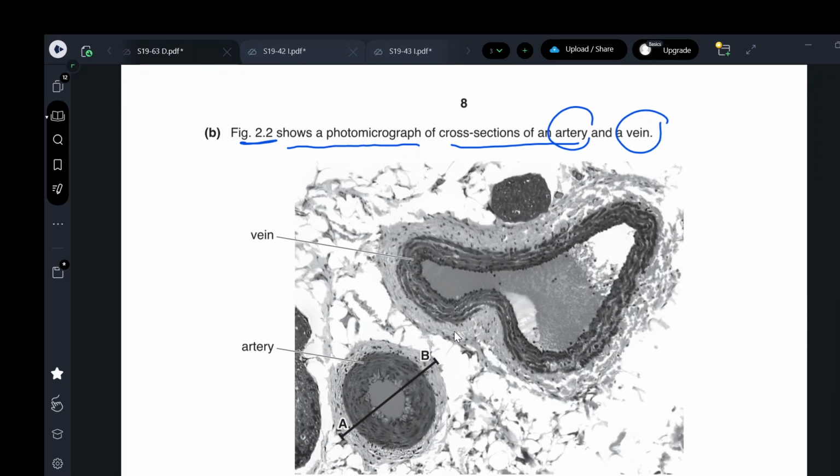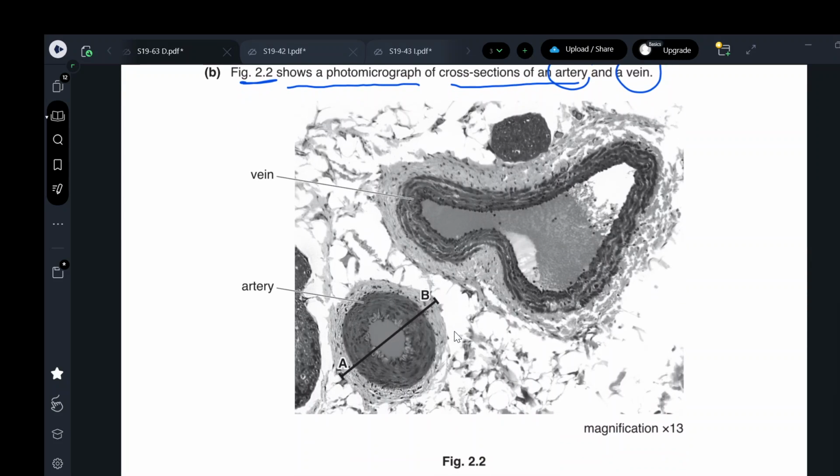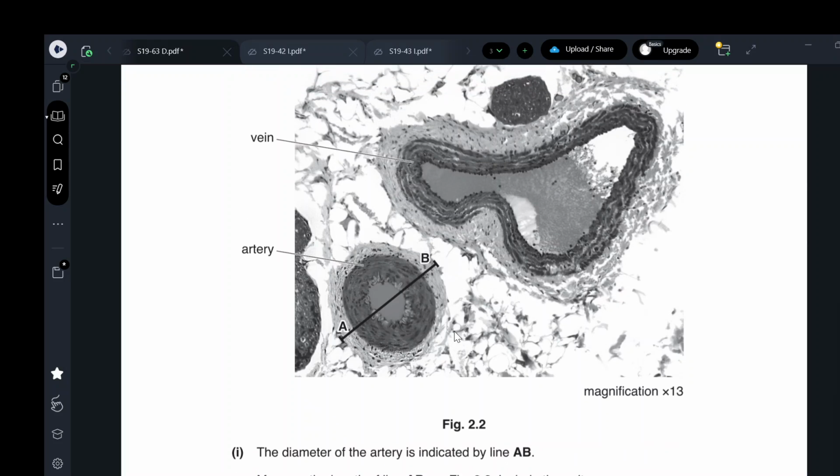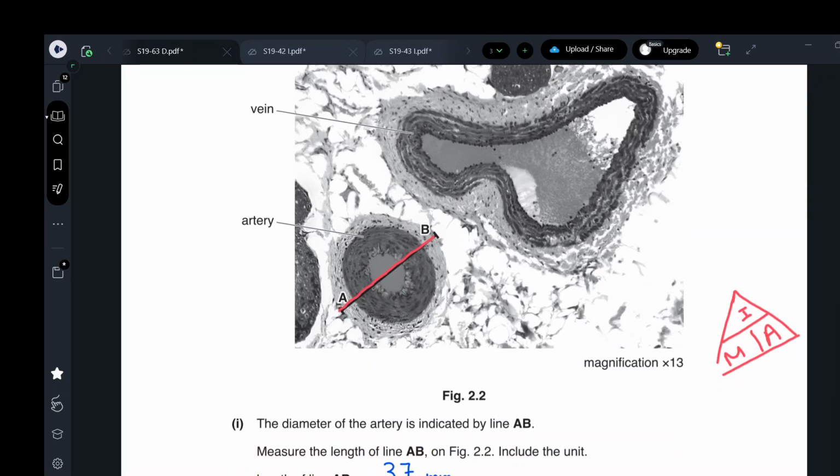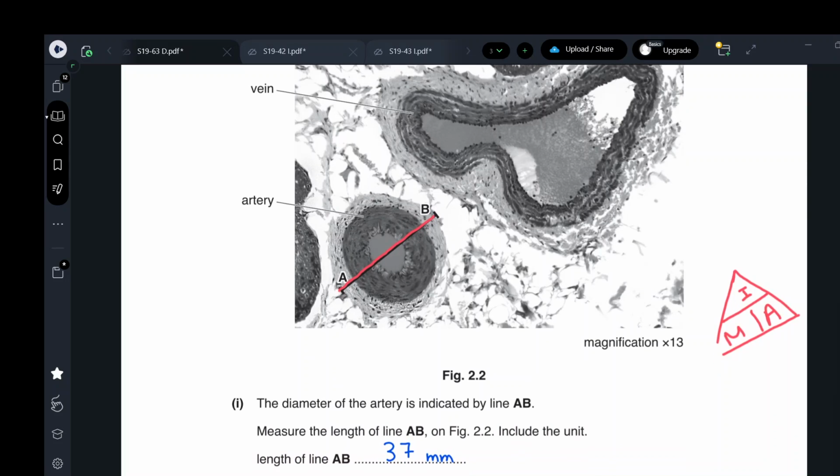Figure 2.2 shows a photomicrograph of an artery and a vein. The diameter of the artery is indicated by the line AB. Put your triangle, magnification equals image over actual. Measure the length of AB, include the unit. You will measure it with the ruler. It will give you the length in centimeter. Multiply by 10. It will be 37 millimeters. Centimeter is also correct, but I prefer using millimeter in paper 6.